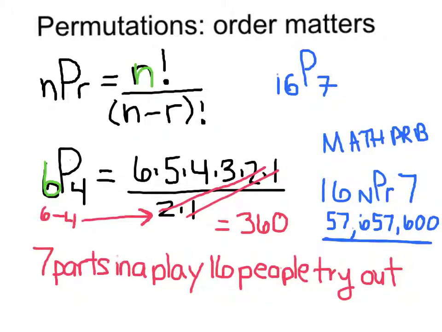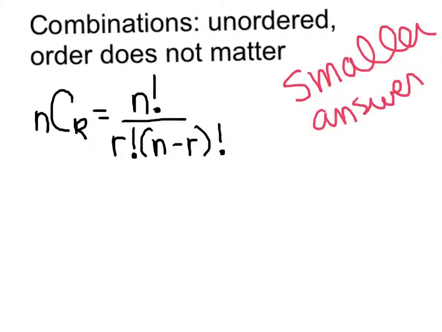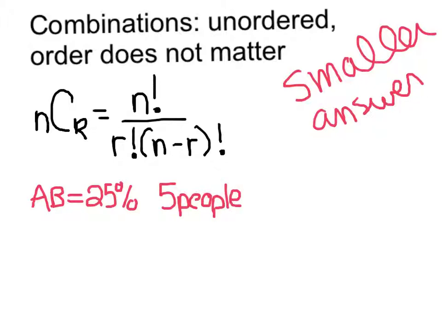Now for this other answer, it's huge, 57,000 possibilities. Think of all that headache for the drama teacher trying to figure out who to put in which spot in the play. The other formula you'll have to know is a formula for combinations, unordered, order does not matter. An example of this would be like if, let's say, 25% of people had type AB blood, which I'm completely making up, I don't know the percent. And I had 5 people walk into the room, and I wanted to know what's the probability that 2 of them have type AB blood.